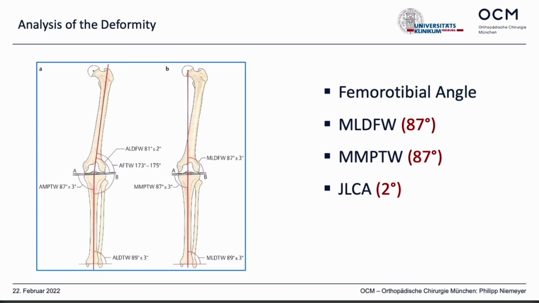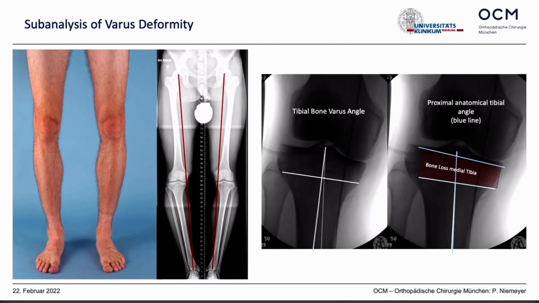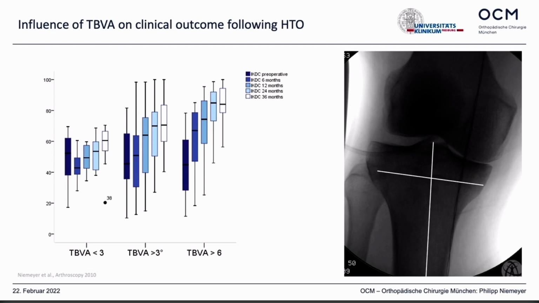Nevertheless, in addition to this analysis of deformity, we also recommend this tibial bone varus angle. This is an angle I personally am absolutely convinced that it makes sense to determine in every patient because it distinguishes between the intra-articular wear-out varus in medial compartment osteoarthritis and the bony metaphyseal varus. And this is really important. We have actually demonstrated in a study which has been published in 2010 already that this tibial bone varus angle is an excellent predictor for outcome after high tibial osteotomy.